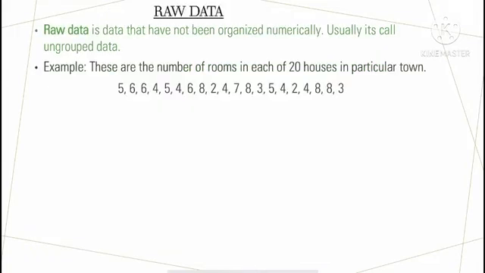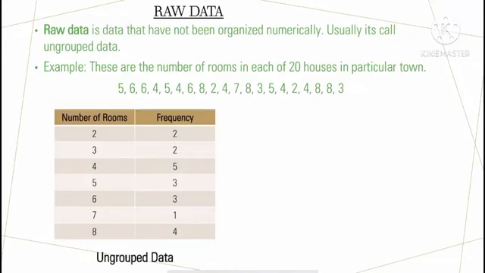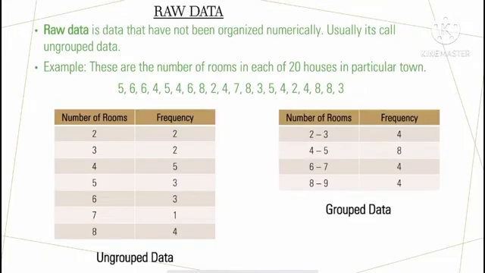Raw data is data that have not been organized numerically. Usually it is called ungrouped data. For example, the number of rooms in each of 20 houses in a particular town. This data can be expressed either as an ungrouped frequency distribution table or a grouped frequency distribution table like this.